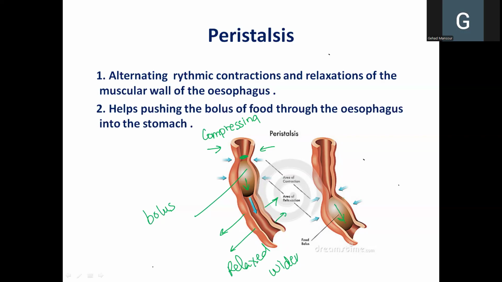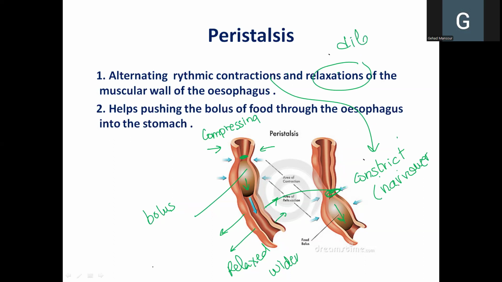downward. And when the bolus of food is pushed downward, that part that was relaxed will now constrict or contract. Constrict is not contract. Constrict is the result of contract, because constrict means getting narrower. Okay, so when the muscle contracts, the esophagus constricts. And when they relax, they dilate, they get wider. So here you have constricted esophagus because of contraction, and here you have dilated esophagus because of relaxation of the muscles.